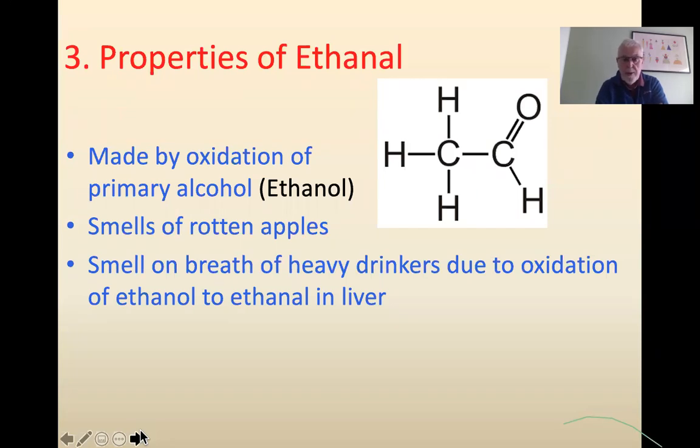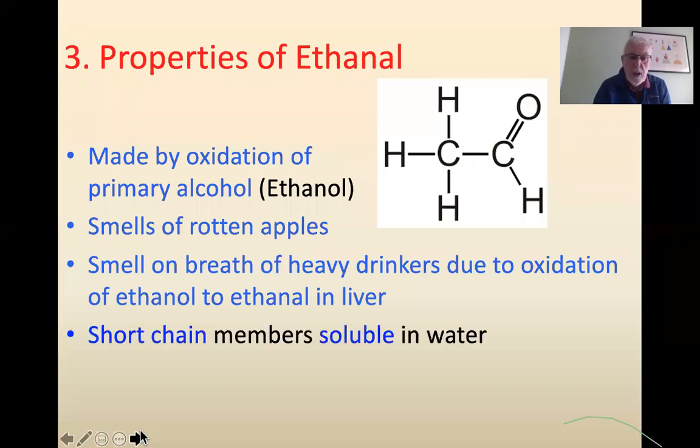Where did the ethanal come from? It came from their liver. What the liver does is it detoxifies, it takes away poisons, and it turns the poisonous alcohol into the less poisonous aldehyde, and it can be removed. So it's the liver protecting you, but it gives you the characteristic smell of someone who's been drinking.